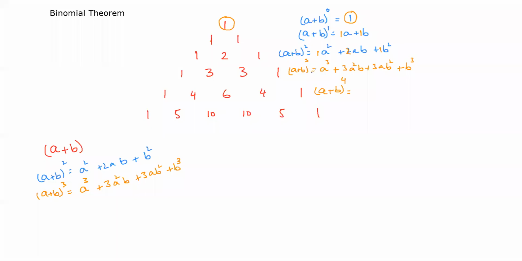So I was here, a plus b whole cube. Now, again, you look at the coefficients of these terms. So you have here, for example, 1 here, you have 3, 3, and then 1. So this is 1, 3, 3, 1. Now looking at this pattern, you can tell what the expansion is for a plus b to the power 4 without even using the binomial expansion.